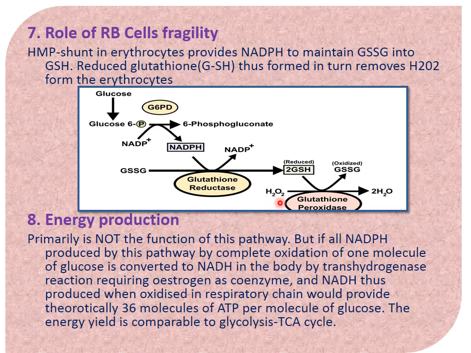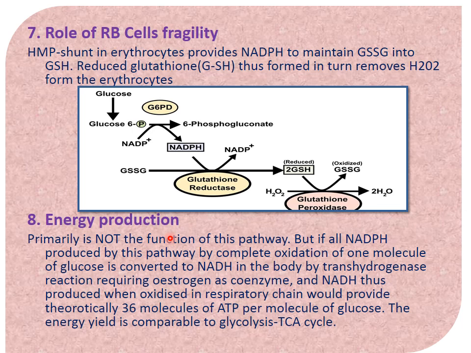This is hydrogen peroxide. Hydrogen peroxide is a reactive oxygen species which is very harmful to the RBC. It hemolyzes the RBC. So when this is not removed, RBCs will be destroyed and hemolysis will increase. So reduced glutathione plays an important role by removing this H2O2 to produce H2O.